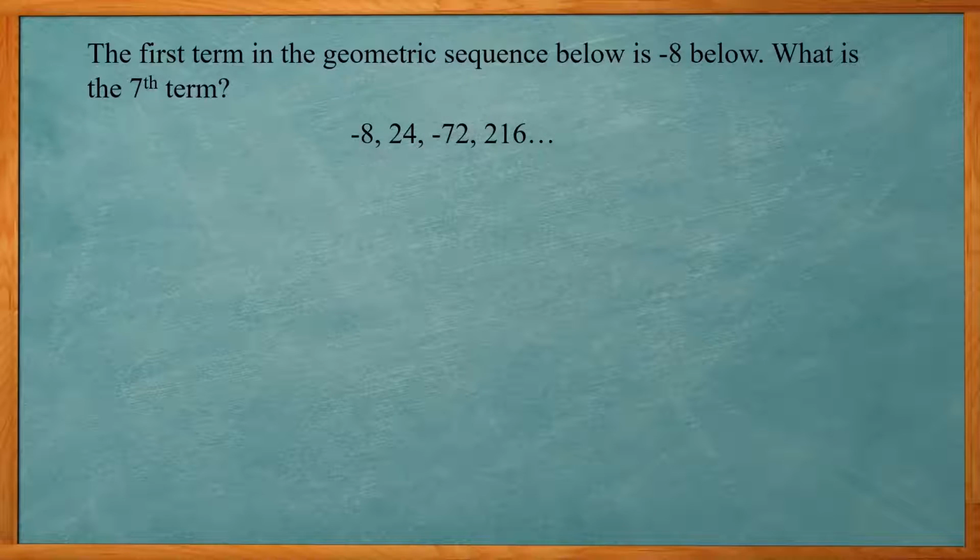And this problem says the first term in the geometric sequence below is -8. What is the seventh term? Okay, so we've got term 1, 2, 3, 4. I'm going to take the 216 and divide by -72. That's going to give me -3. So our common ratio is -3.